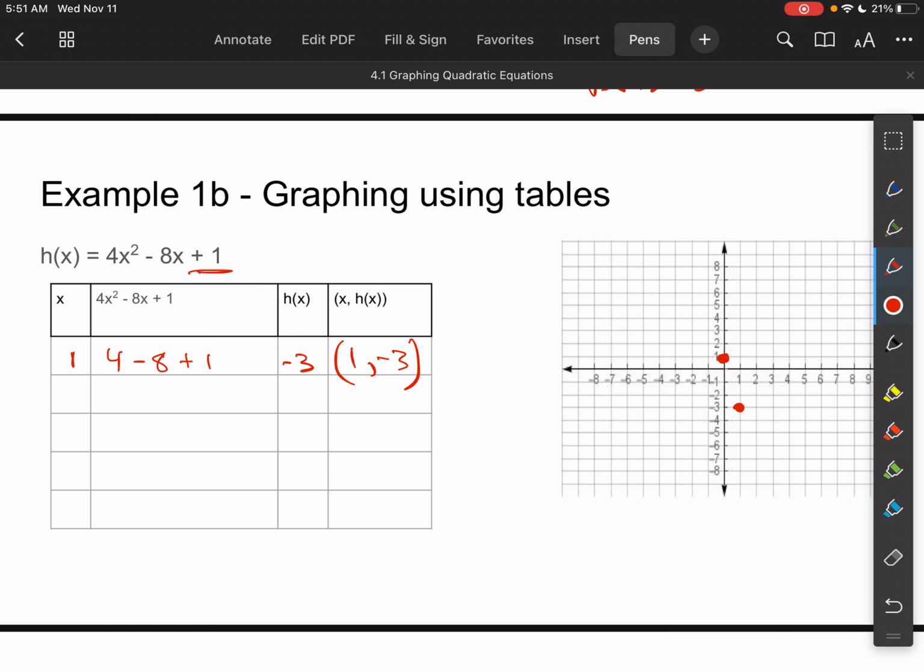Then I might want to plug in a 2 because this thing is going up. Since it's curving that way, I need to keep going to the right until I get to my vertex. So I plug a 2 in. 2 squared is 4. 4 times 4 is 16. 16 minus 16 is just 0. Plus 1 is just 1. So at 2, I'm at 1.